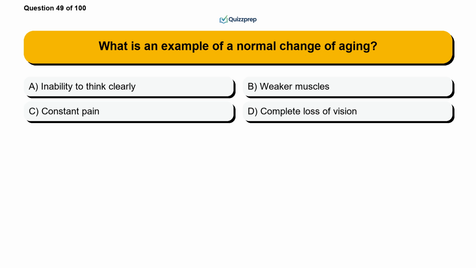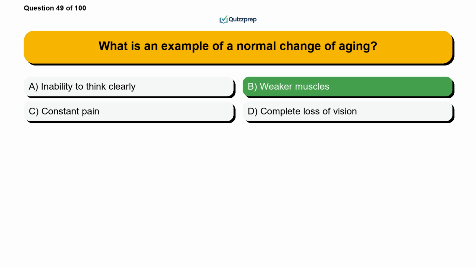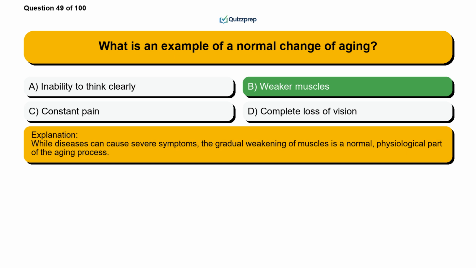Question 49. What is an example of a normal change of aging? Option A, inability to think clearly. Option B, weaker muscles. Option C, constant pain. Option D, complete loss of vision. The correct answer is option B, weaker muscles. While diseases can cause severe symptoms, the gradual weakening of muscles is a normal, physiological part of the aging process.